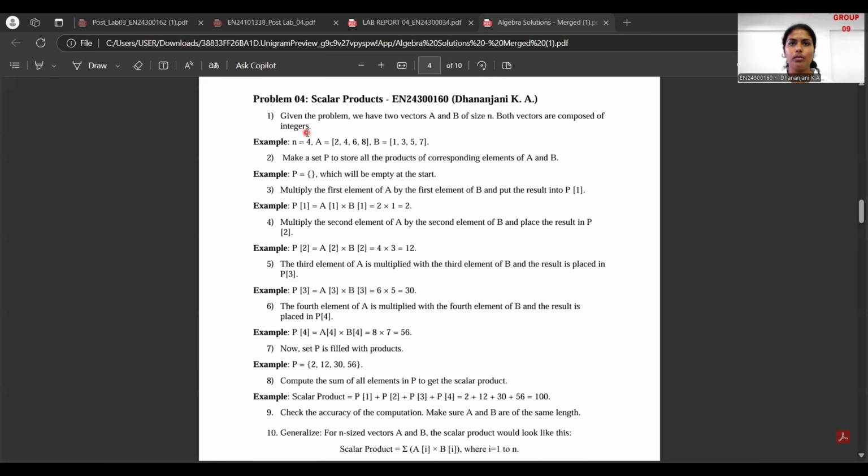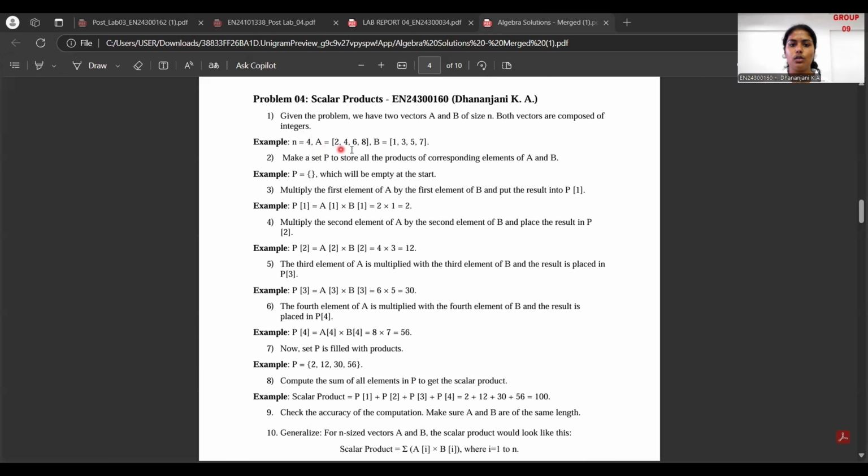Let's break down the problem of scalar products step by step. Imagine we have two vectors A and B, each with the same number of elements. The goal is to compute the scalar product, which involves multiplying corresponding elements from the two vectors and then adding up the results. Here's an example.